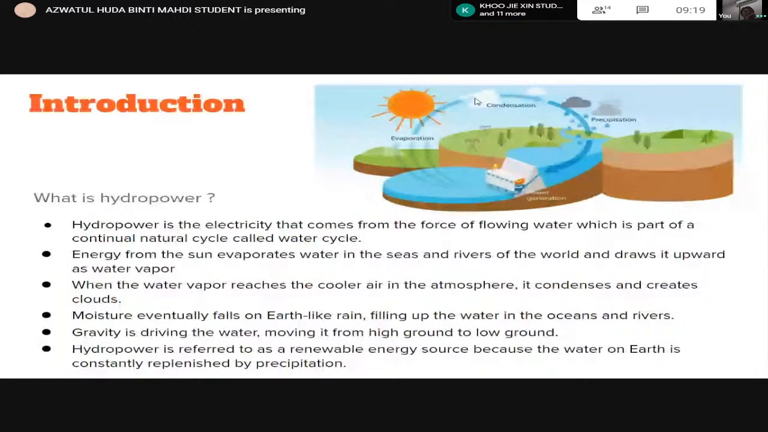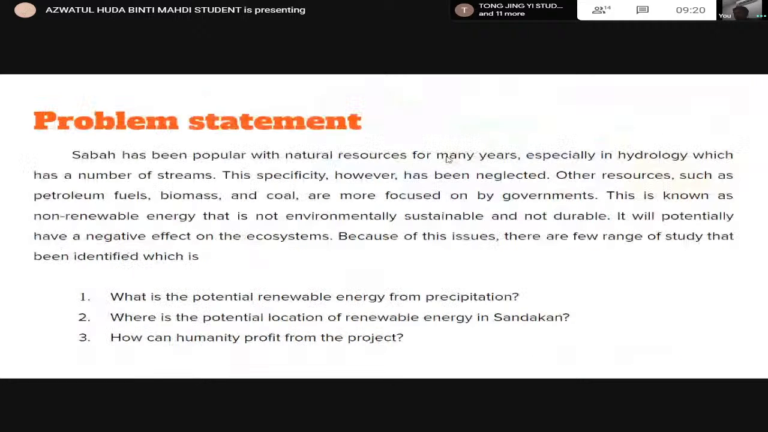When the water vapor reaches the cooler air in the atmosphere, it condenses and creates clouds. So the moisture from the clouds eventually falls, like rain or snow, filling up the seas or the rivers. From the high ground, gravity will move the water to the lower ground, and then the water cycle will continue. So hydropower is referred to as a renewable energy source because the water on earth is constantly replenished by precipitation. Okay, so our problem statement.